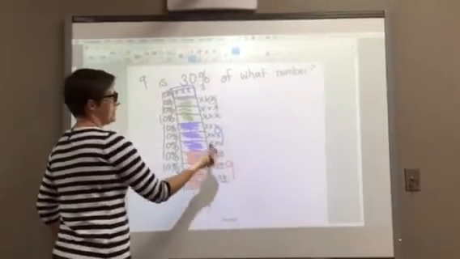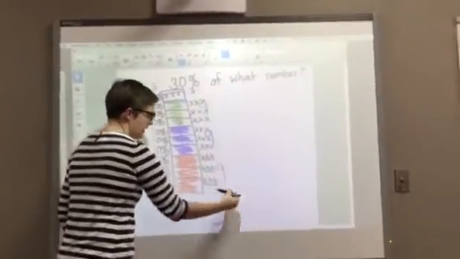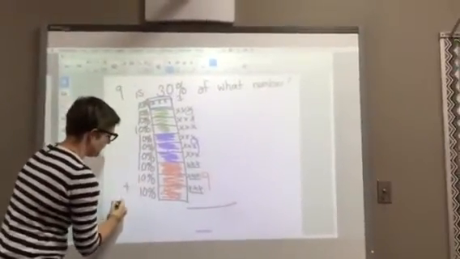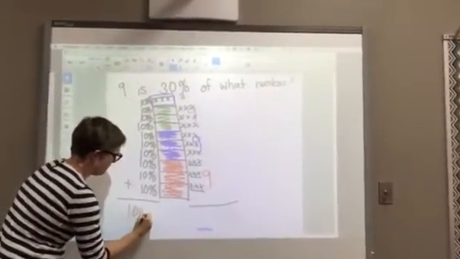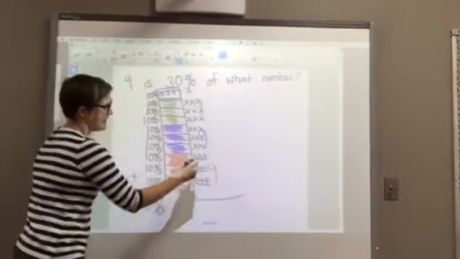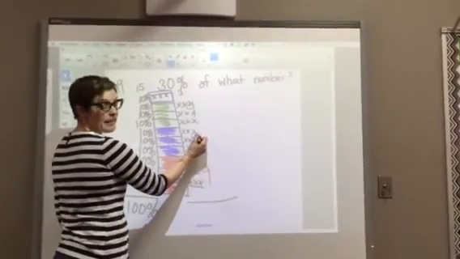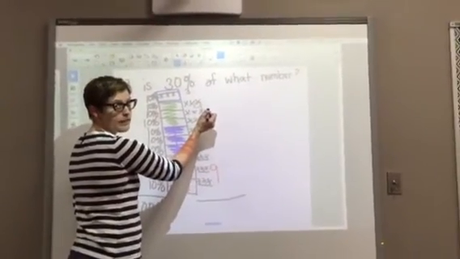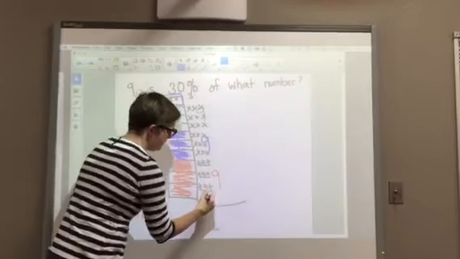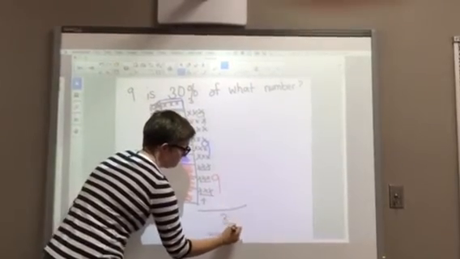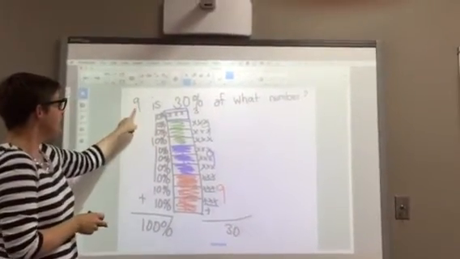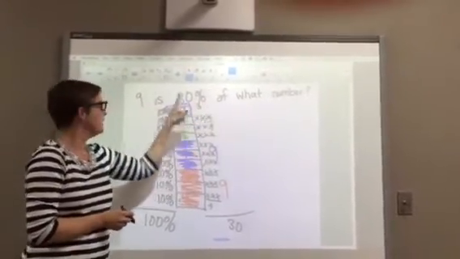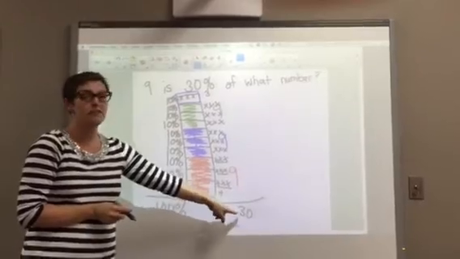Now what I need to do is take all of my sections and add them up. Just like if I were going to add up all of these 10% here, I would get 100%. I need to add up my 9, and my 9, that's 18, plus another 9, that's 27, plus 3, that's 30. So 9 is 30% of what number? 9 is 30% of 30.